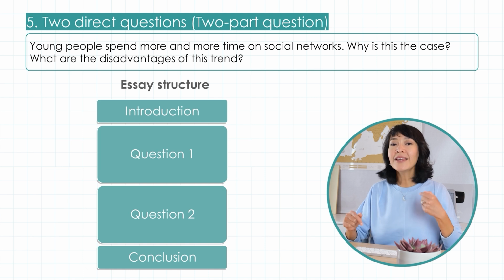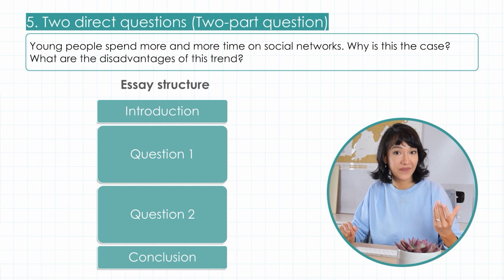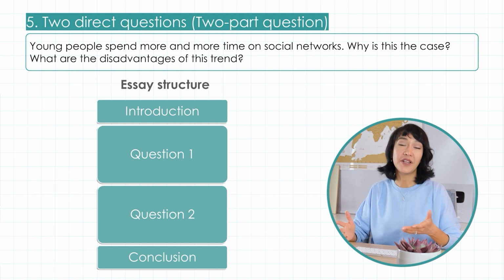So you may need to express your opinion if one of the questions is like, do you agree? In our case, we need reasons and disadvantages. That's it. Understanding the 5 types of tasks can help you with your task response score. And it can also help you write essays faster because you know what to write about.